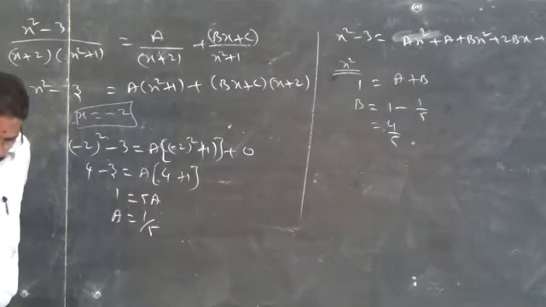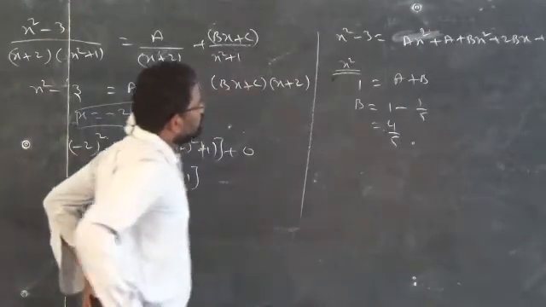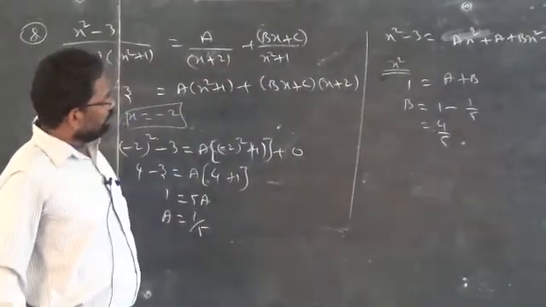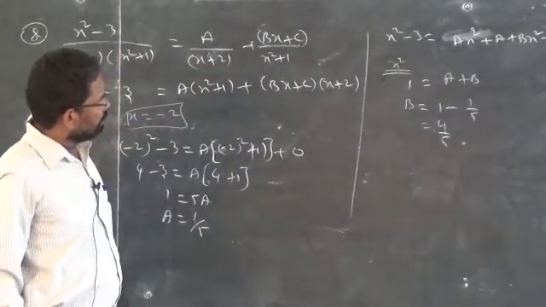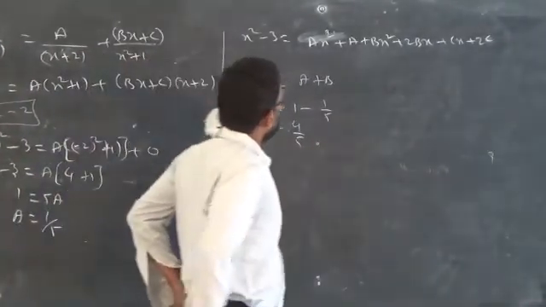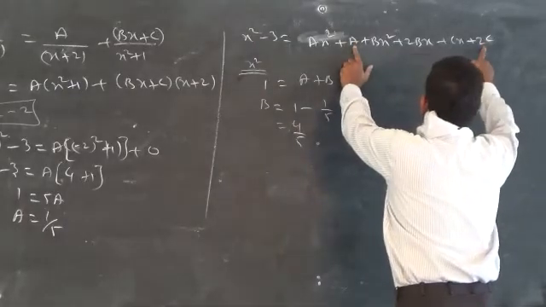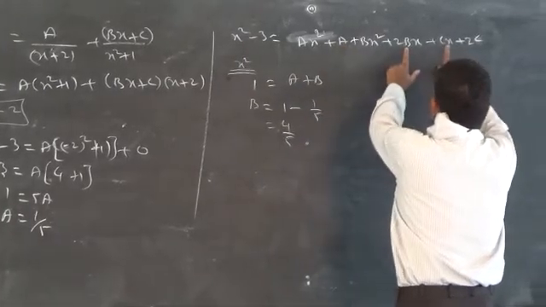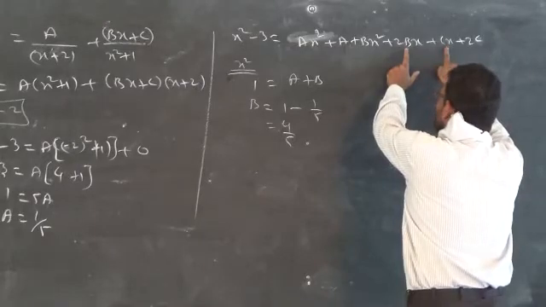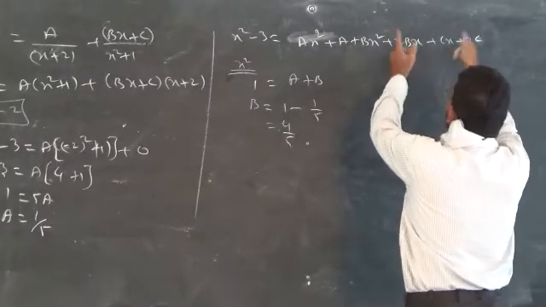Now that is c. Where will c come? By comparing the x square, you are not going to get c. But when you compare the constant on both sides, you will get c. Or if you compare the coefficient of x also, you will get it. Whichever you find very simple, you have to follow.